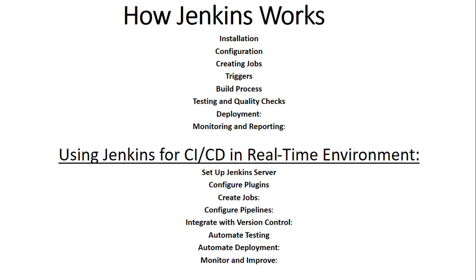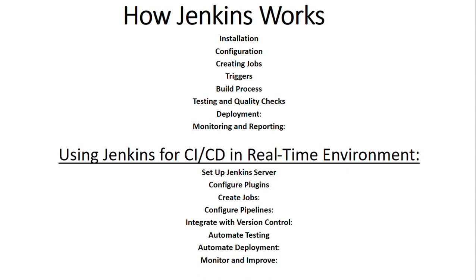Then the next step is deployment. After a successful build and test, Jenkins can deploy the build artifact to a target environment such as staging or the production server. Deployment can be automated using plugins or scripts integrated into the Jenkins pipeline. Then the next step is monitoring and reporting. Jenkins provides monitoring capability to track the progress and status of the build and deployment. It generates reports and notifications to alert users about build failures or any other issues.